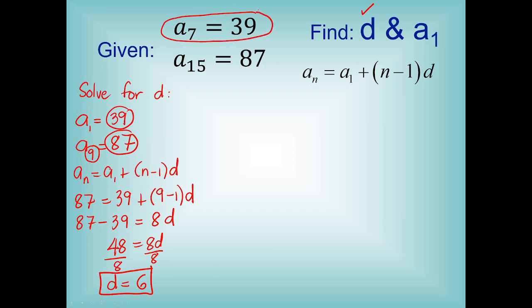Earlier, I used the other term. You can even use the 15th there. So, I'm going to have this. This will be our a sub n. Okay? So, my a sub n is 39.